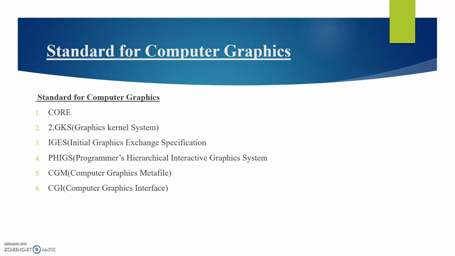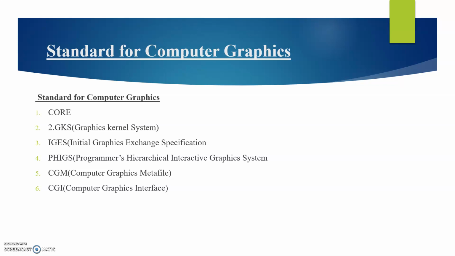Second standard for computer graphics is GKS, that is Graphics Kernel System. It is an ANSI and ISO standard. ANSI stands for American National Standard Institute and ISO stands for International Standard Organization. Then third is IGES, that is the Initial Graphics Exchange Specification. It is an ANSI standard.